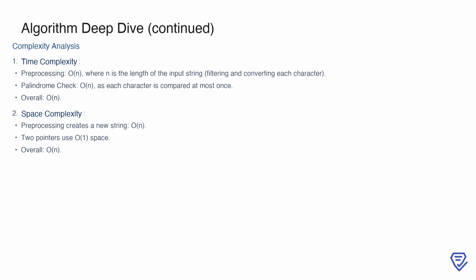Therefore, the overall time complexity is O(n). For space complexity, the pre-processing step creates a new string, requiring O(n) space. The two pointers, however, only use O(1) space. Thus, the overall space complexity is O(n), primarily due to the creation of the clean string.